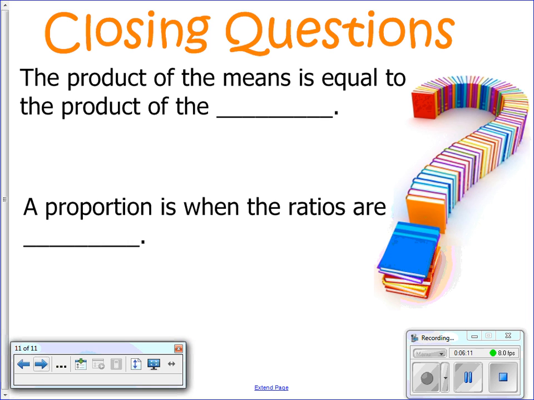So the product of the means is equal to the product of the extremes. A proportion is when the ratios are equal.